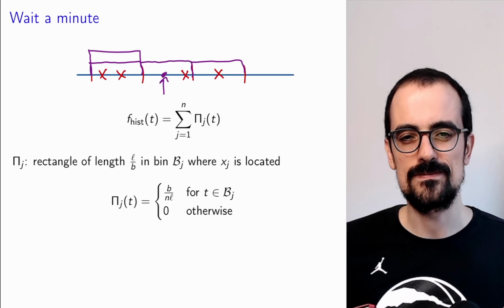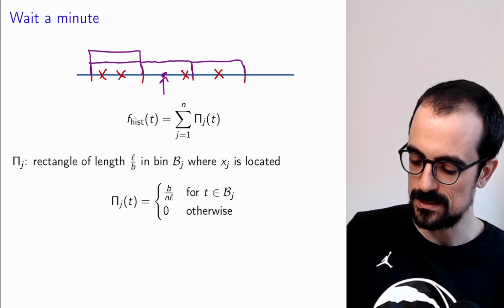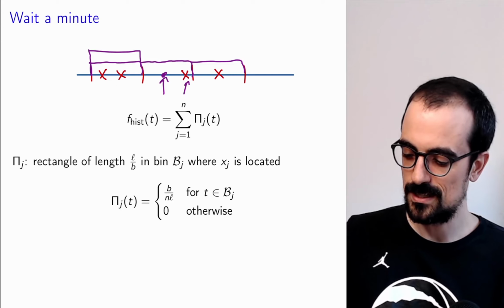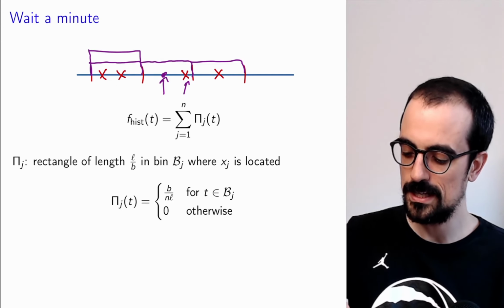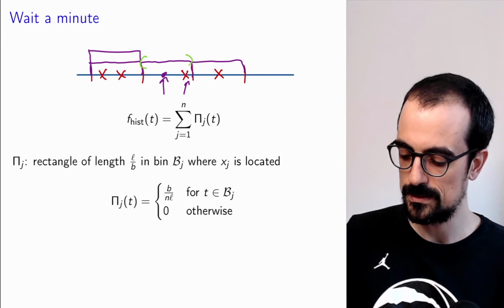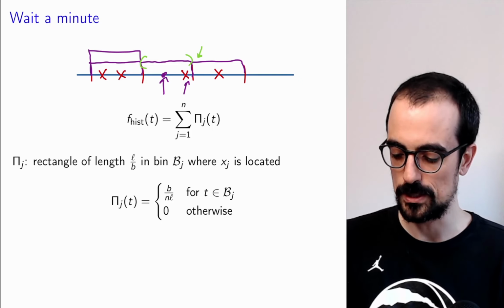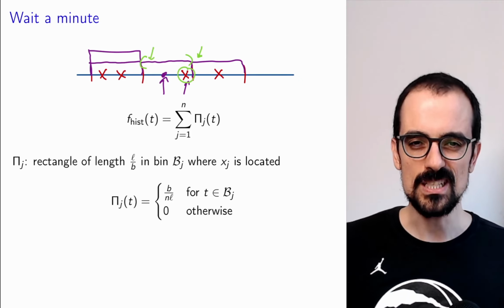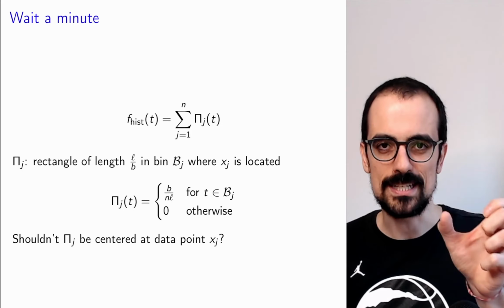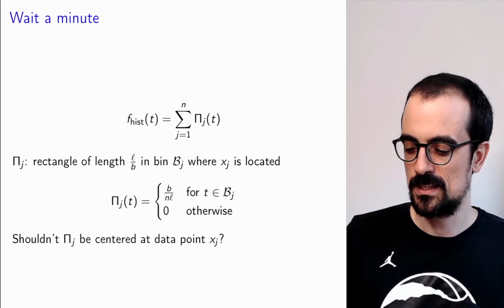And that's not very satisfying, right? Because the contribution of this data point to the estimate of the density only goes from here to here. There's no contribution here, even though that part is closer to the data point than this part. So this is kind of rigid. How about we center those rectangles at the actual data points? That makes more sense, it seems to me.